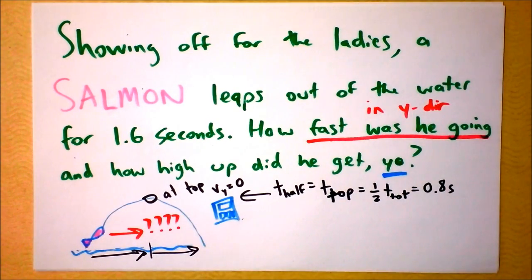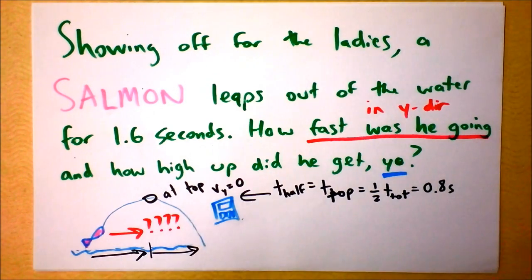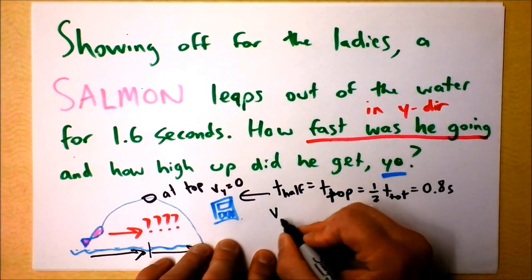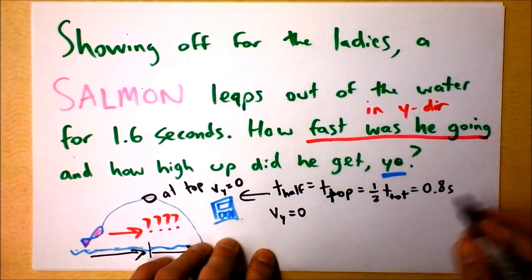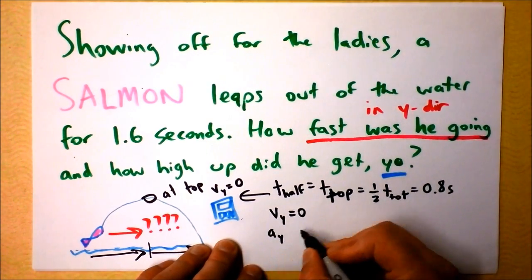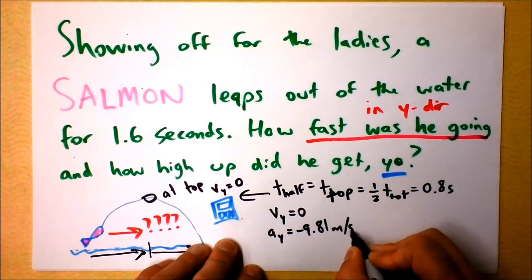All right, here's my plan. My plan is to write down that we know the time at which the velocity is 0, and also I'm going to write that V in the Y direction is 0 at the top, and we also know the acceleration in the Y direction, negative 9.81 meters per second squared.